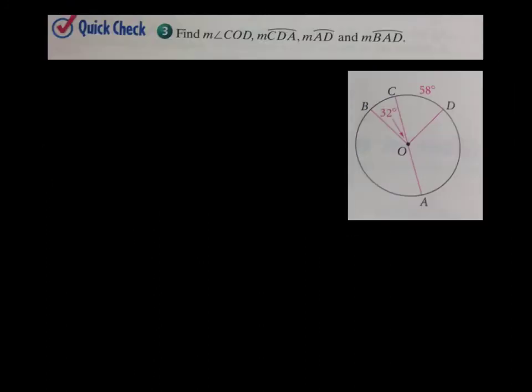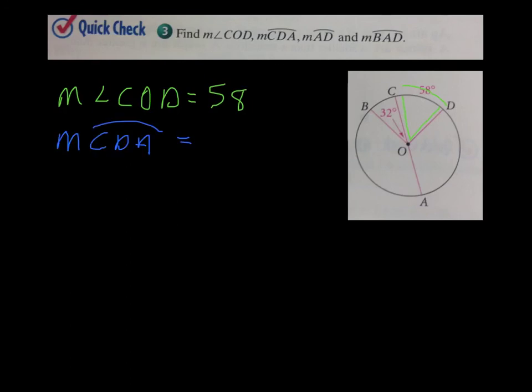Okay, quick check number 3 asks you to find 4 different measures. Measure of angle COD, measure of arc CDA, measure of arc AD, and measure of arc BAD. Please pause the video while you try to figure these 4 things out. Alright, hopefully you're going to agree the measure of angle COD is 58 degrees because it's going to be the same as the measure of arc CD. Right here is angle COD, and that's going to be the same as the measure of arc CD.